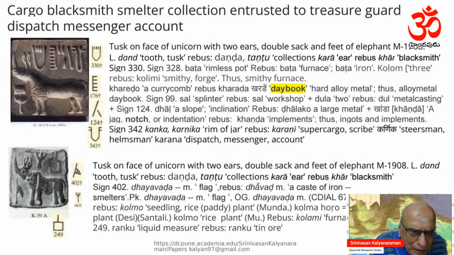Sign 124. Sign 342 we have seen, messenger account trade. Then a flag in front of a rhinoceros. Dayavada flag. Dayavada, cast of iron smelters. Then rice plant, Olmo, Kolimi, smithy and forge. Kolimi is a furnace in Telugu. Then there is a sign 49, one liquid measure, one in ore. So tin, copper, gold, gold smelting, gem setting, cargo, maritime. Next, please.